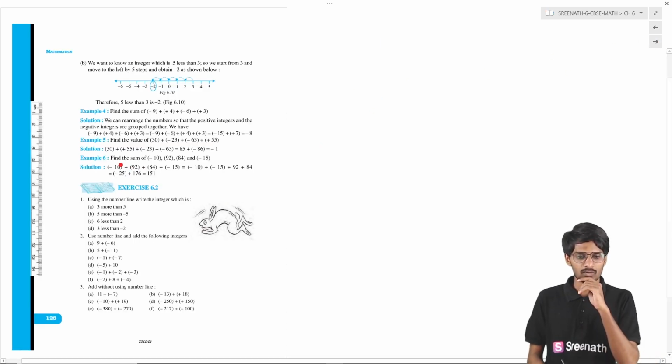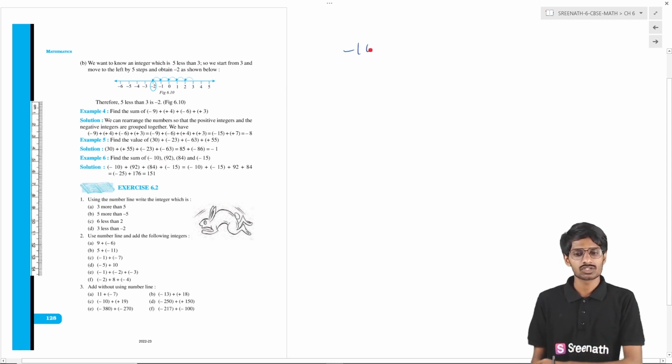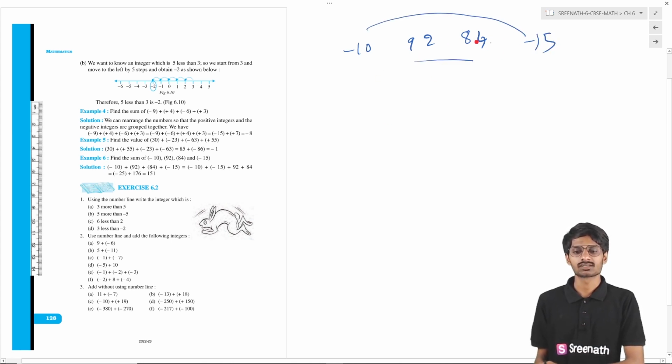Now we will do some examples. Find the sum of minus 10, 92, 84 and minus 15. So what are the numbers, students? Minus 10, 92, 84, minus 15. First we will add the positive integers and the negative integers. So the sum of these two is just addition. So 92 plus 84 is 176. Both are having a plus sign, so plus, like that.